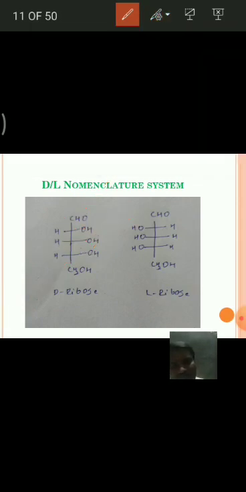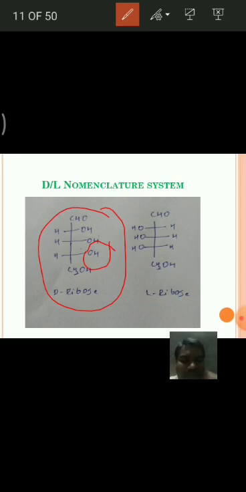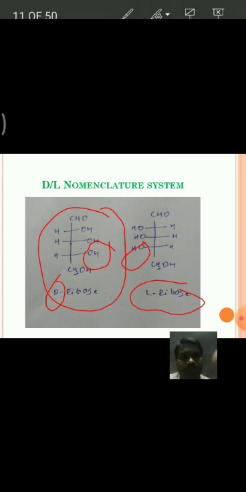See, in the first molecule, the OH is at the right side on the bottommost chiral carbon. Hence, it is configured as D-ribose. And in the second molecule, the OH is at the left side on the bottommost chiral carbon. Hence, it is assigned as L-ribose. In this way, we can assign DL configuration to the molecules having more than one chiral center.